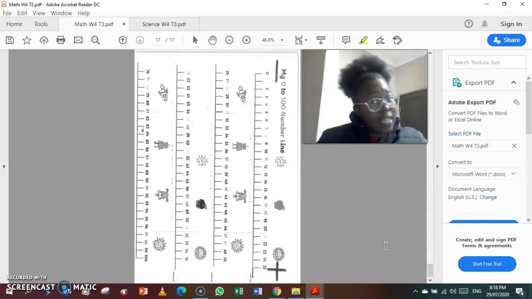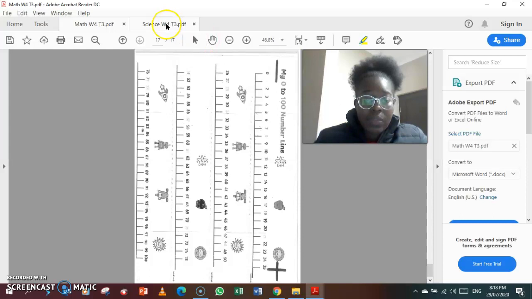And then I've sent this 100 square that I know you've been using, or I hope you've been using your ones. Please do not send the 100 square back. Keep it at home. It's for you to keep and for you to use whenever you have sums you have to do. Let's move on to our science.